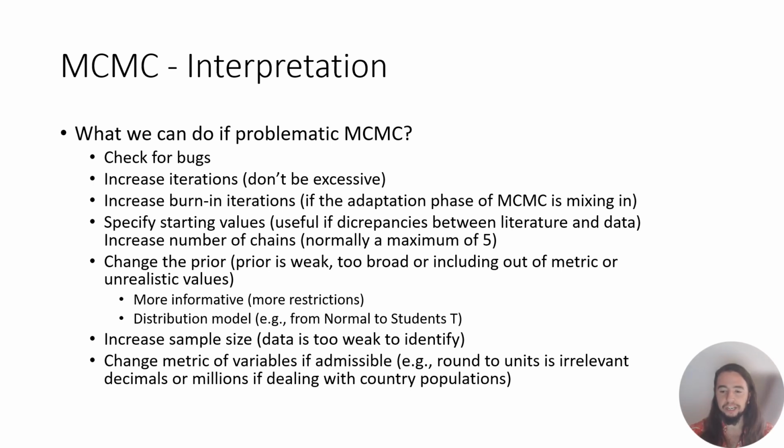Another common technique, but more expensive, is to increase the sample size, because maybe the data is too weak to identify this model. And finally, you can change the metric of the variables if admissible, to make it easier. For example, if you are working with country populations and predicted values that have decimals, you can just round them. Or maybe you can shift the metric to a log transformation or something like that, okay?